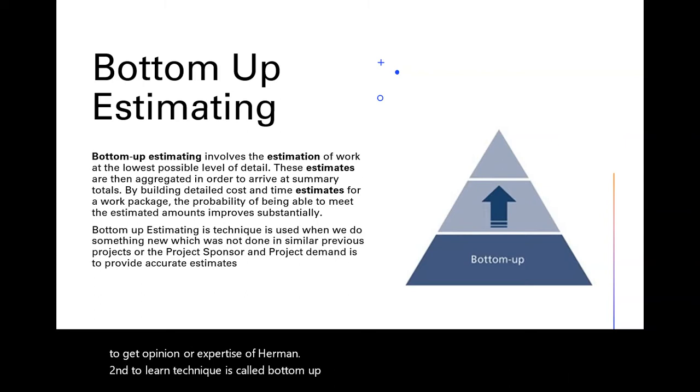Bottom-up estimating involves estimating work at the lowest possible level of detail. For instance, you have a work breakdown structure and you have decomposed your work breakdown structure up to the work packages level.